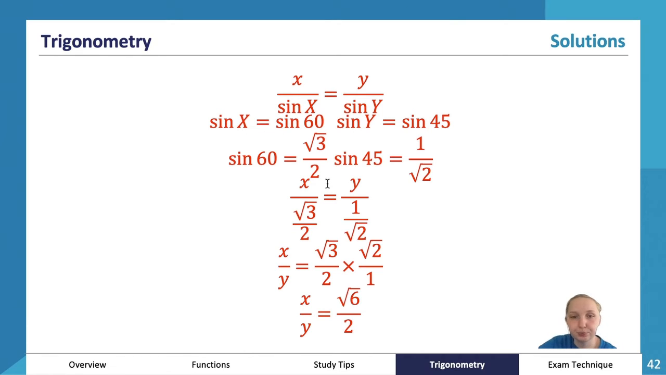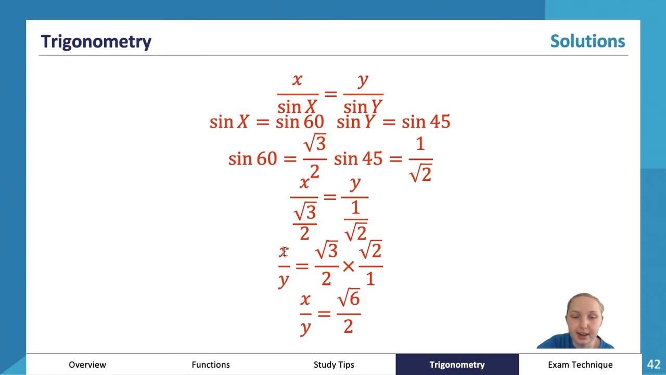Then from here, what we want to do is we've got x over root 3 on 2 is equal to y over 1 on root 2. Because if we know that sine 60 is equal to root 3 on 2, we're substituting that into our equation. So we've still got little x on top, and we know what sine X is equal to. Same thing on the other side, little y still on top. We know that sine of Y is equal to 1 on root 2, so we're putting that in the denominator.